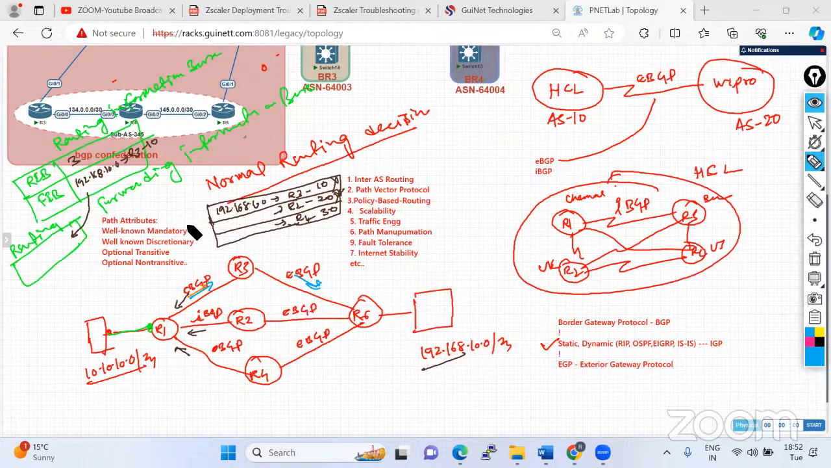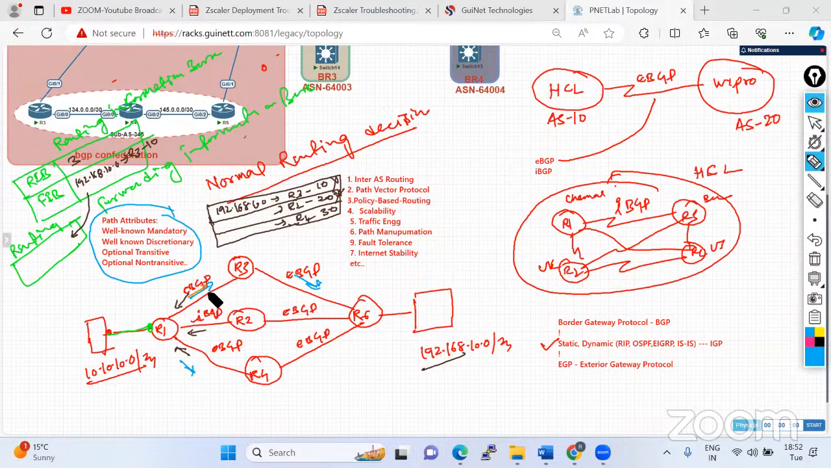But with the help of these path attributes, you have a luxury: you can manipulate the path. And how is the path going to be manipulated? It is manipulated based on your intent, based on your configuration. Even if I'm getting the best route from this link, if I want to send the outbound traffic via this link, is it possible? Yes, I can do that.